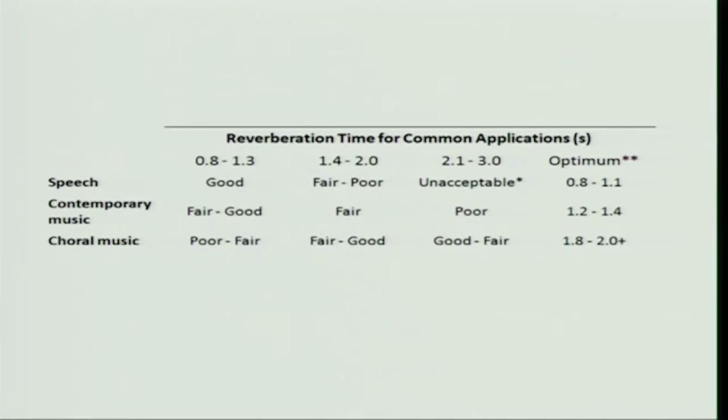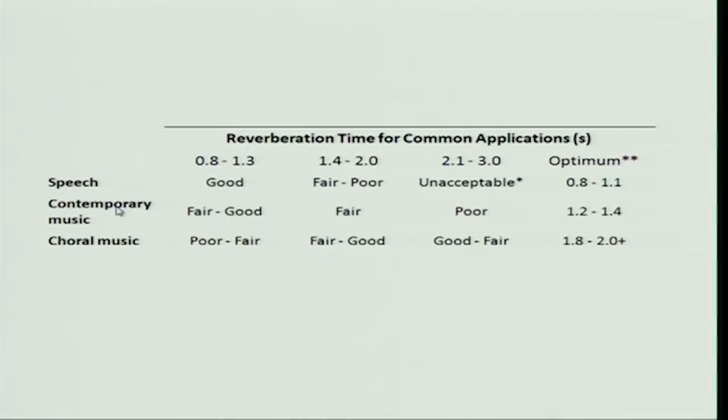This is another table. So what does it say? Reverberation time for common applications. If it is between 0.8 and 1.3, then it's good for speech, where people are just having conversation. But if it is between 1.4 and 2, then for speech purposes it is not good enough. If it is higher, then it is unacceptable, and the optimum value is somewhere here.